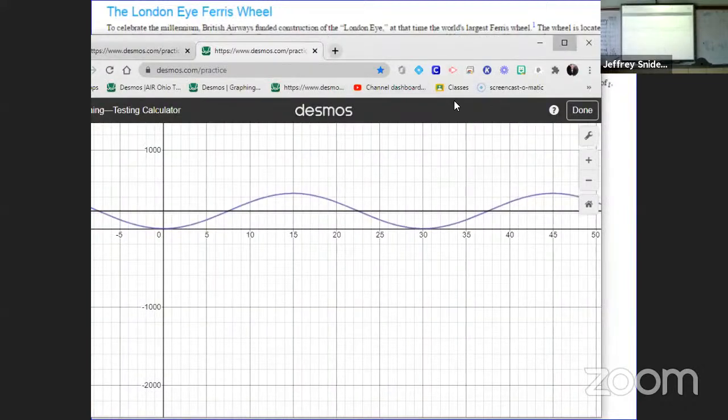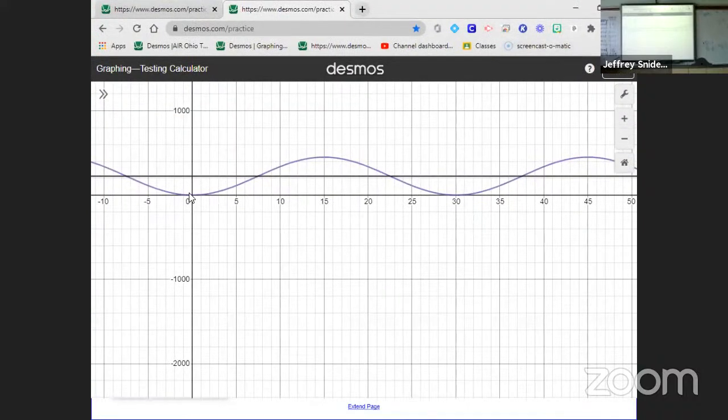So here is a function. Okay? So I want you to look at this. This is 0, 0. What does that represent? That's what? 0 minutes into the ride, you're at the bottom. You're 0 feet off the ground. What's this one right here mean? 15 minutes, you're where? At the very top of the ride, correct? This is what? After 30 minutes, you're back at the bottom. What does this one right here mean? 7.5 minutes, where are you at? Halfway up. So what position on the circle are you at?